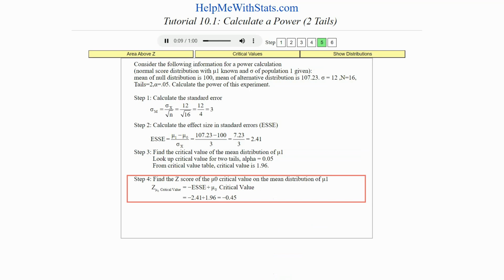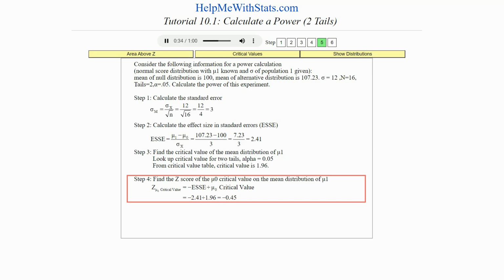We need to find the z-score of the null distribution critical value on the alternative distribution. We calculate this value by first multiplying the SE by -1. We do this because the null distribution is SE standard errors below the alternative distribution. Next, we add the critical value because the critical value is above the mean of the null distribution.